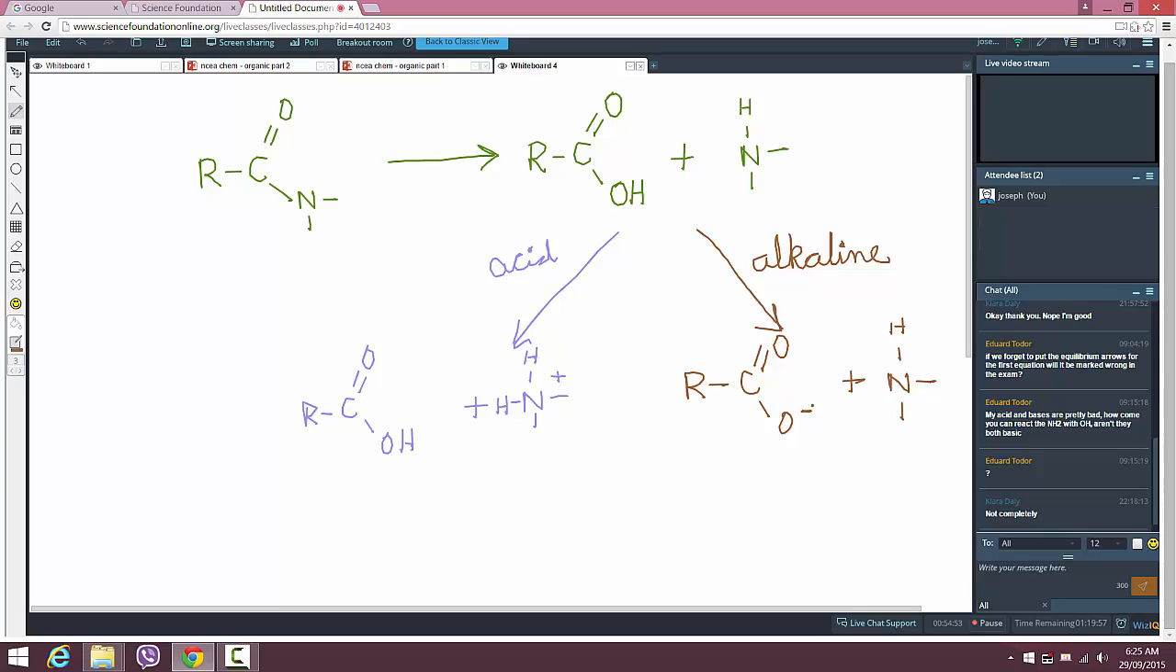Okay, so think of it like this: the amide linkage is broken, that's that step in the green. Then depending on whether it is acid conditions or alkaline conditions, the result is different.